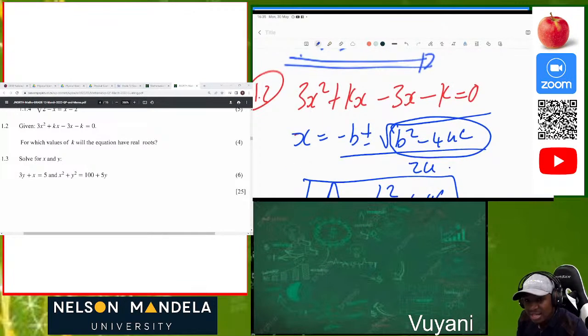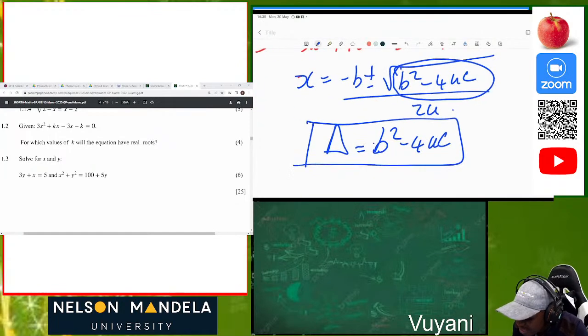Now they say that given this 3x squared plus kx minus 3x minus k is equal to 0, for which values of k will the equation have real roots? So what do we understand about the real roots?